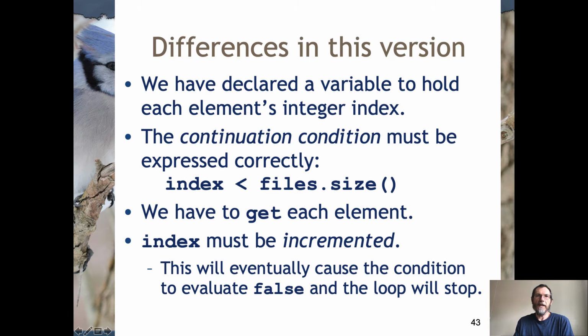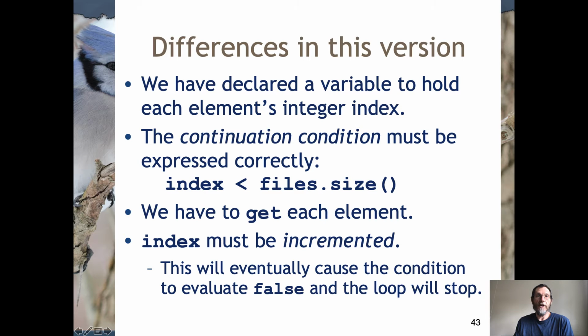So if we think about the differences between those two versions, the for each version of list all files and the while loop version, we see that with the while loop version we have to explicitly declare a variable to hold each element's index, and we don't have to do that in the for each version. The for each header takes care of setting the loop variable to each successive item that's in the collection. So we've got an extra variable declaration in the while loop version. We must express the Boolean condition correctly to ensure that the loop will only continue as long as it's reasonable to continue and will stop once it's not reasonable.